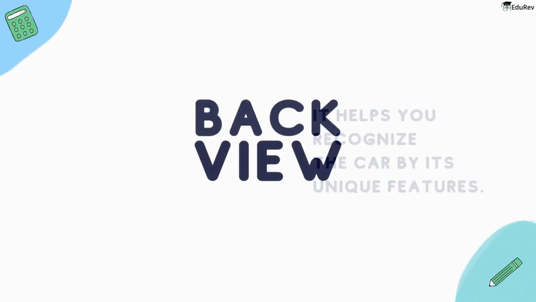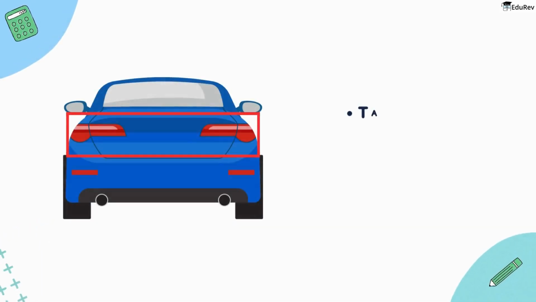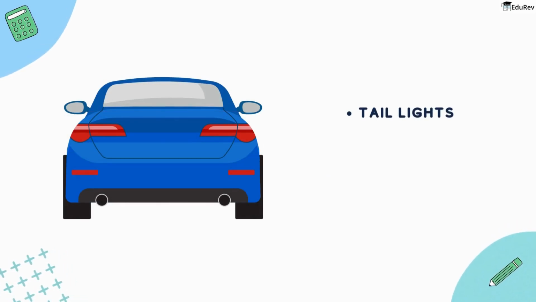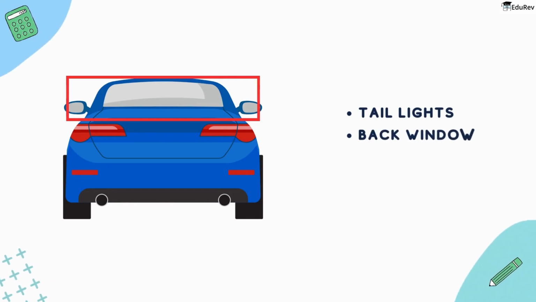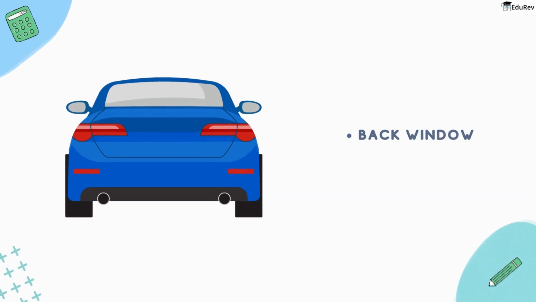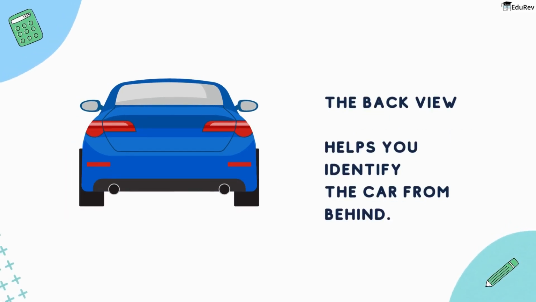Next, we have the back view. Look at those tail lights glowing like red gems. We can even see the back window. It's like saying goodbye to the car as it zooms away into the distance. The back view helps you identify the car from behind.